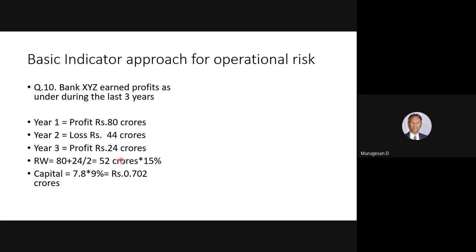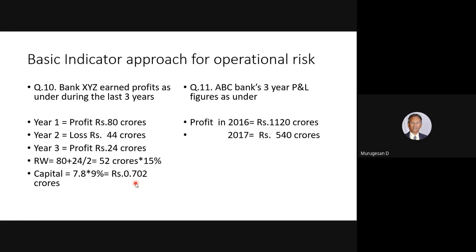On the total income, sometimes they will give profit or sometimes income. So on that, you put 9%. So this is the risk weight, 7.8 crore is the risk weight. And the capital needed is this many crores. Okay, operational risk, one or two questions. The operational risk also has two categories.